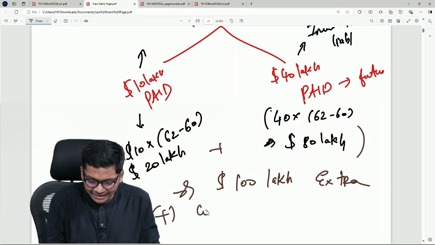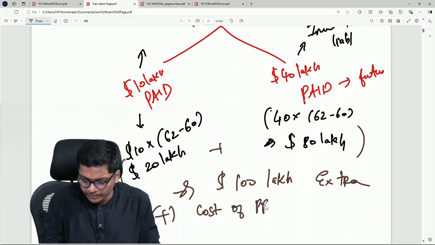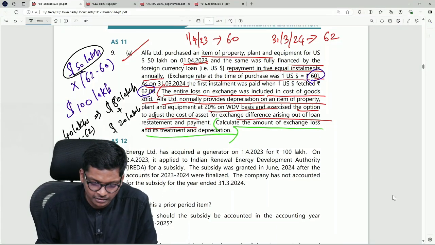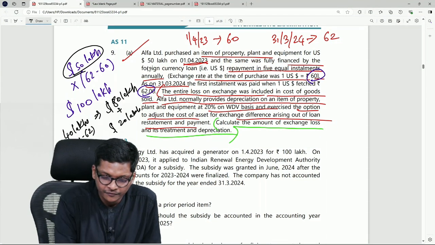This I will add to the cost of PPE. What is the cost of PPE in the question that they have given? When I purchased the 50 lakhs, it was 60, correct?